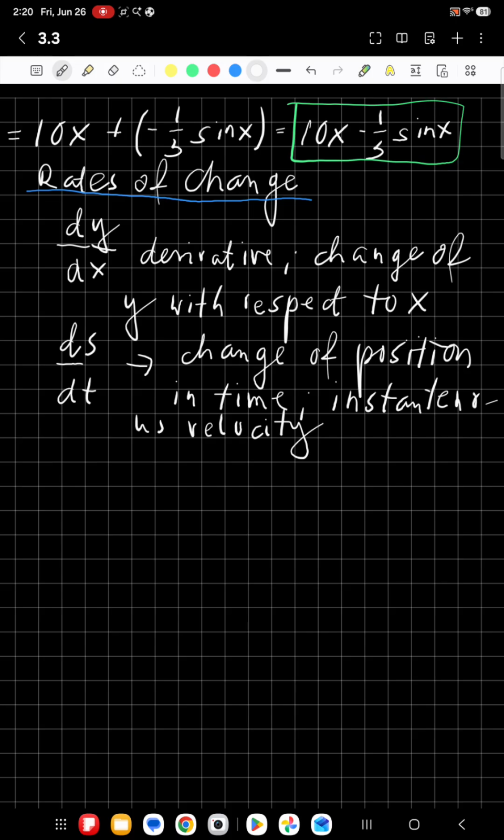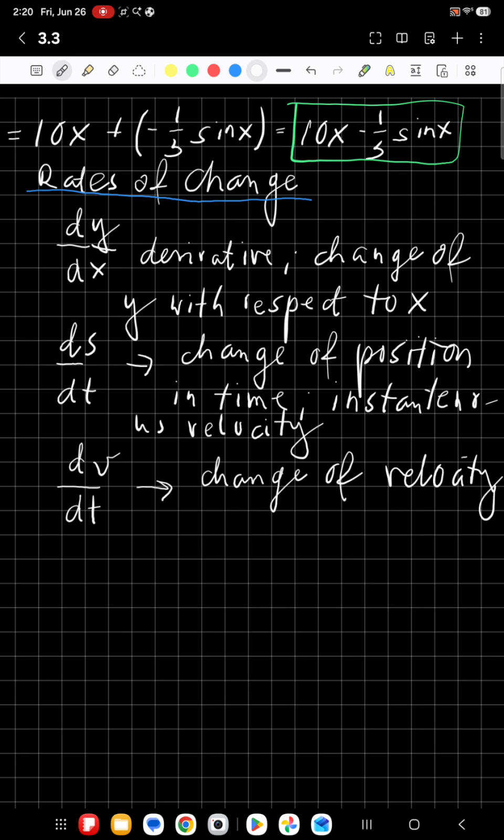And if we do dv dt, that would be acceleration. So change of velocity is acceleration. And the function of position would be just s of t.